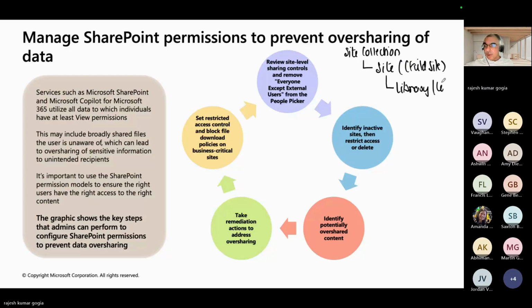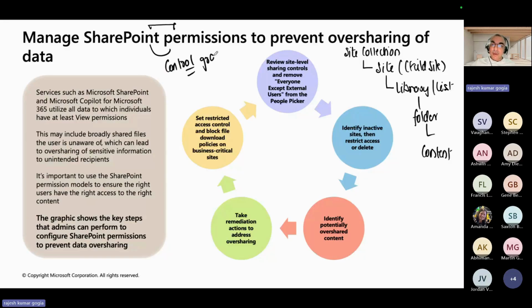or a list, and then we've got a folder, and then we've got the content like this. So we organize the content in SharePoint in this hierarchy, and SharePoint gives us the flexibility where we can control the permissions in a more granular way, so that it becomes easy and it can help you from the oversharing of the content. All right.